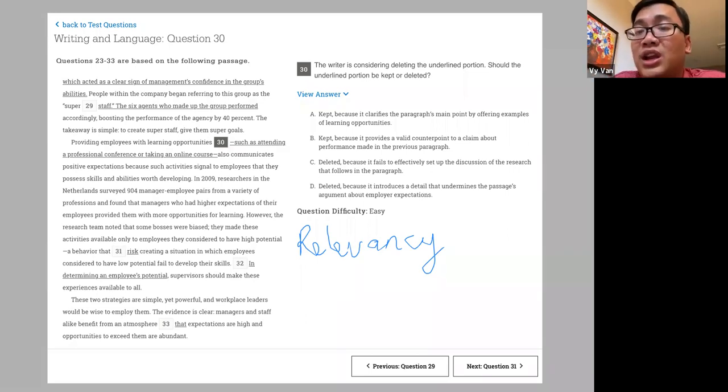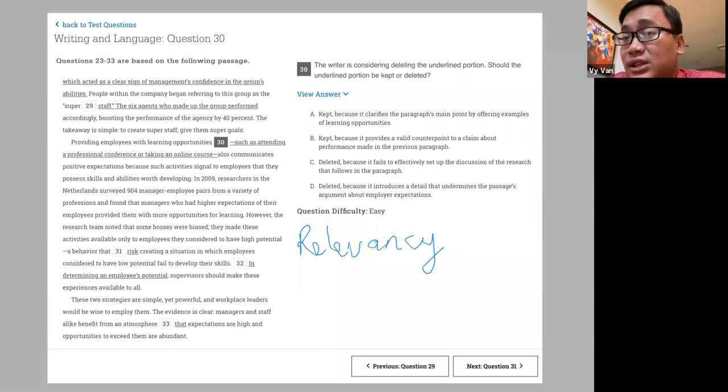Providing employees with learning opportunities also communicates positive expectations, because such activities signal to employees that they possess skills and ability worth developing. So this sentence talks about you want to give employees learning opportunities, chance to learn more, right? So let's see this underlined portion to see is it relevant or not: such as attending professional conferences or taking an online course. Well, this is very relevant to learning opportunities. So we know for sure that we want to keep it.